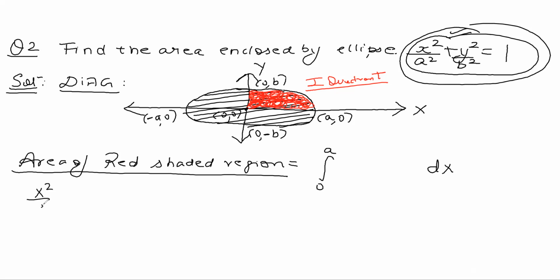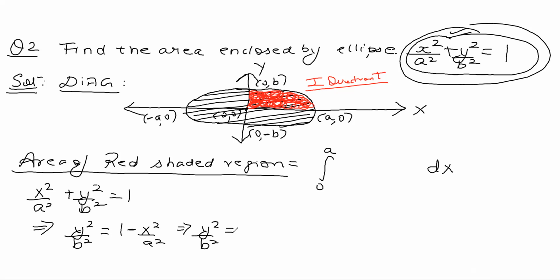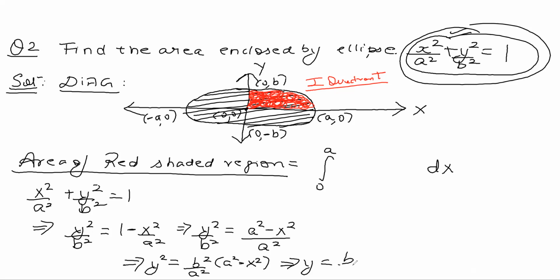So guys, x square by a square plus y square by b square is equal to 1. So y square by b square is equal to 1 minus x square by a square. So this implies y square by b square is equal to a square minus x square by a square. So guys, my y square will be b square by a square into a square minus x square, which implies my y will be b by a into under root a square minus x square.